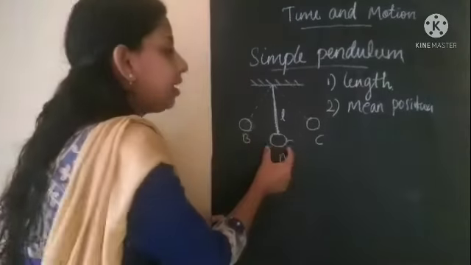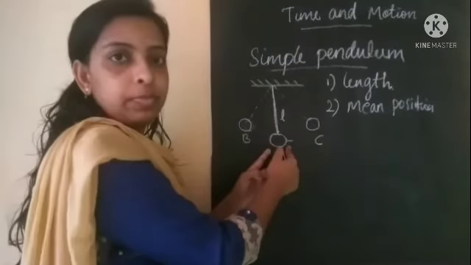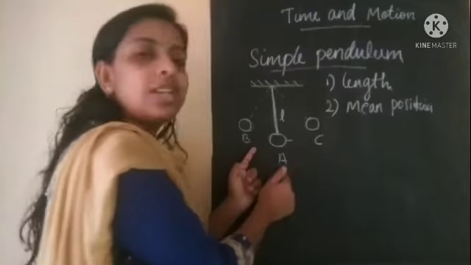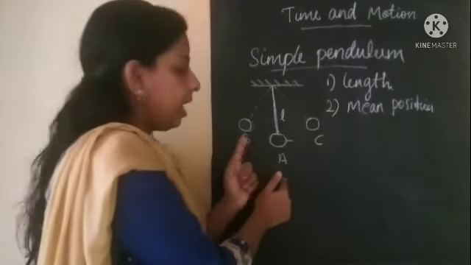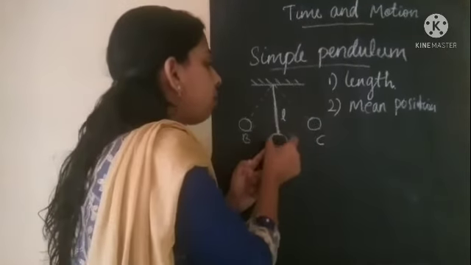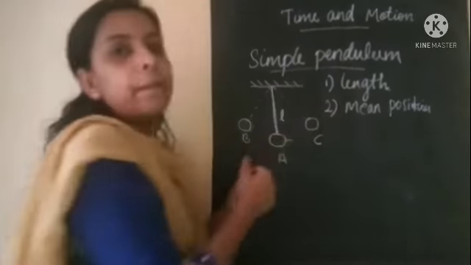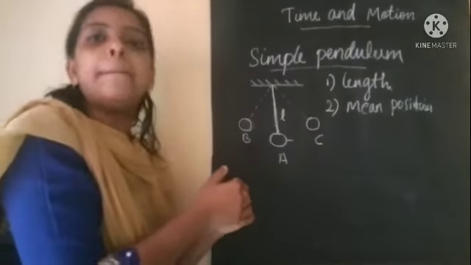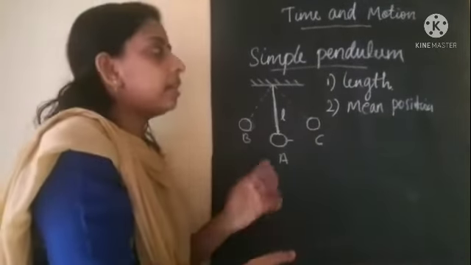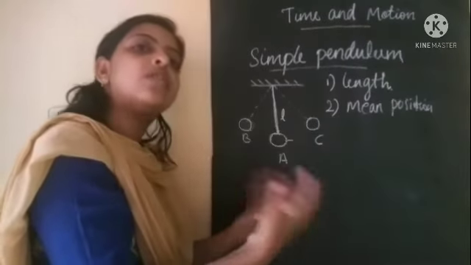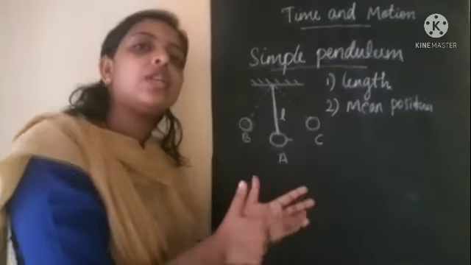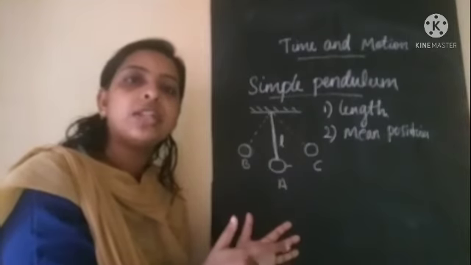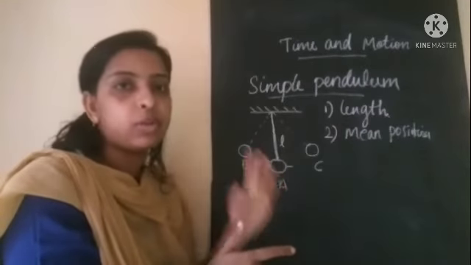It is actually the rest position of the bob. Here the rest position is A. The rest position of the bob is considered as the mean position. Are you clear? At the rest position, the bob is not moving, it will be at rest. So the rest position is considered as the mean position.